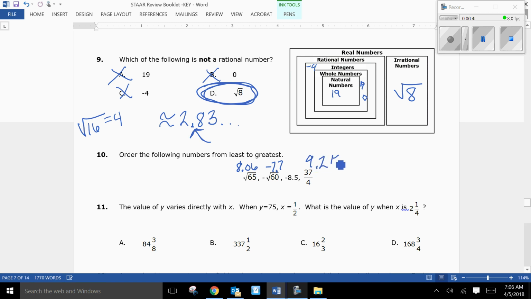So I want least to greatest. So my least, I'm thinking about my number line and where 0 would be. My least value would be negative 8.5. Then would be negative 7.7, which is negative square root of 60. So I'm working towards 0. Then would be 8.06, which is square root of 65. And then 37 over 4, which is 9.25.